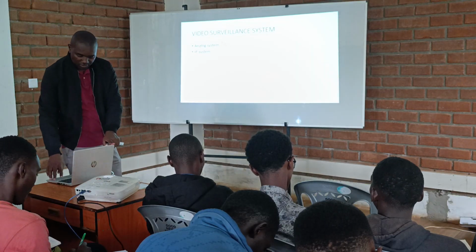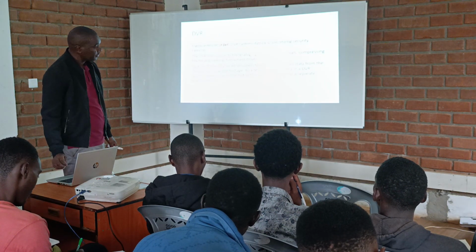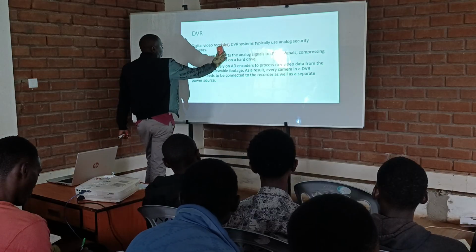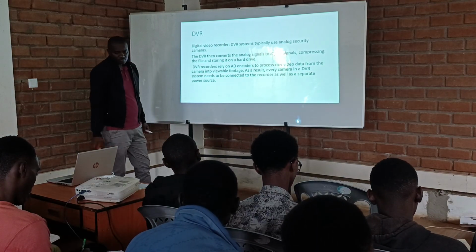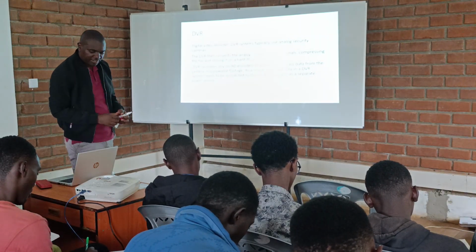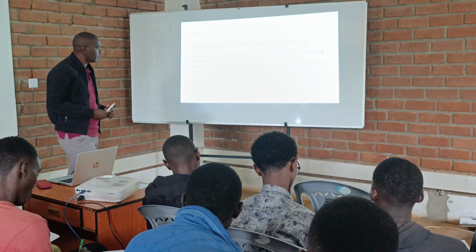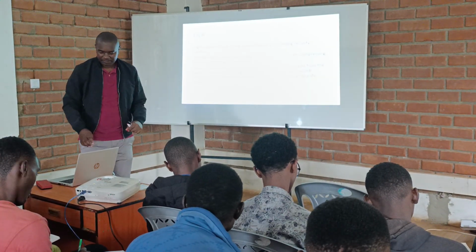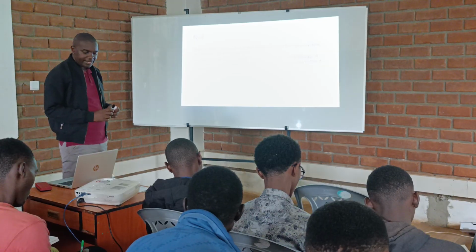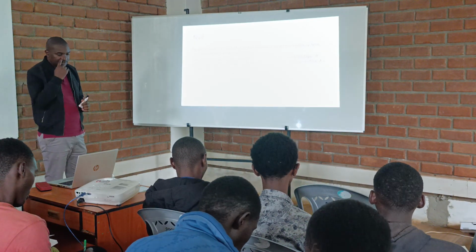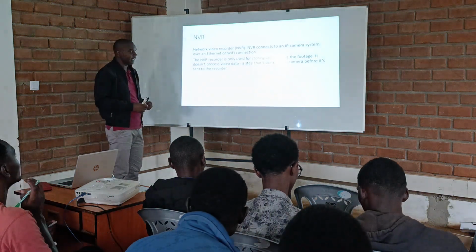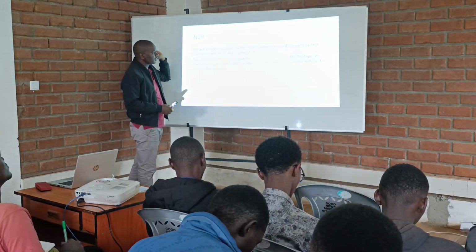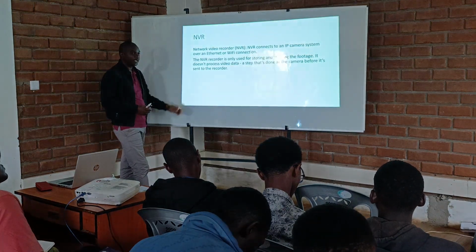The analog system uses something called the DVR, and they use something called the analog cameras. So, we have the analog system that uses the DVR. DVR means digital video recorder. And we have those other systems that use the NVR. NVR means network video recorder. Yes, the IP system. Network. You can see network video recorder. The other one was DVR, digital video recorder.